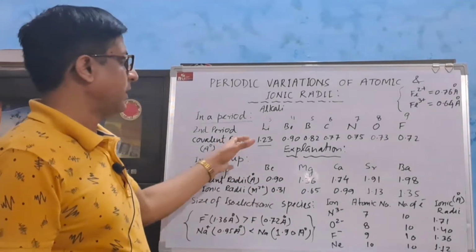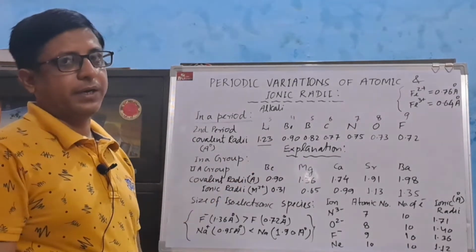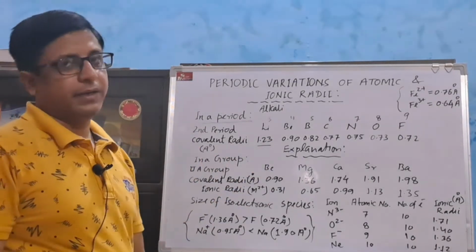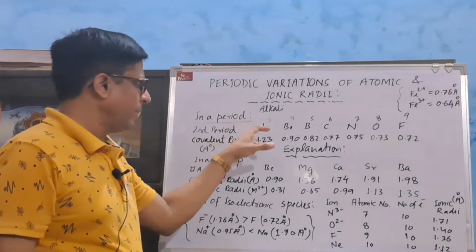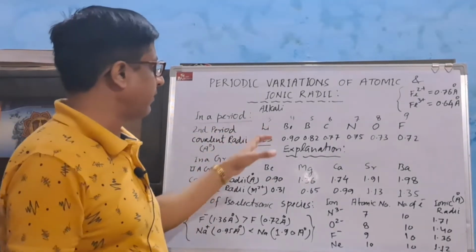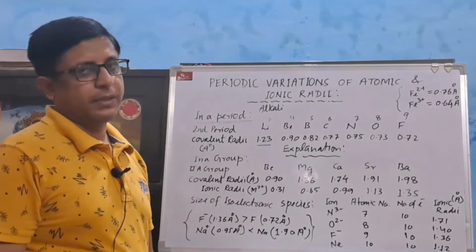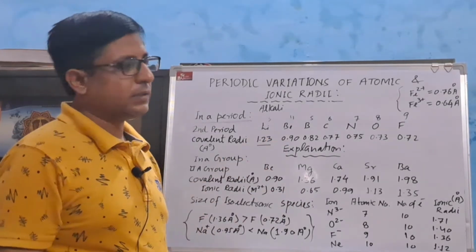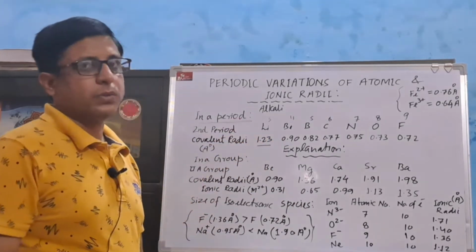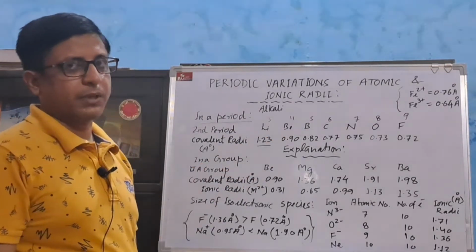Therefore, the size of atoms, or atomic radii or covalent radii, decreases. Thus, we can explain that when we move in a period from left to right, the size of atoms decreases with the increase of nuclear charge, since the electrons are added to the same energy level and no extra or new energy level is formed.